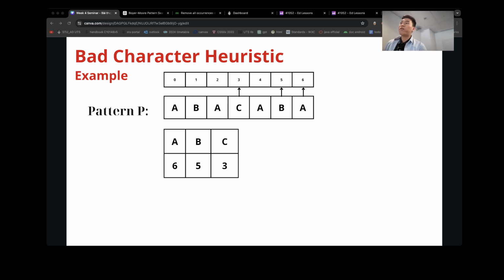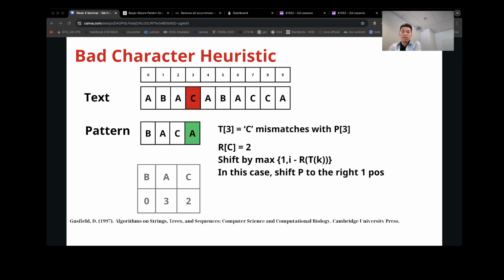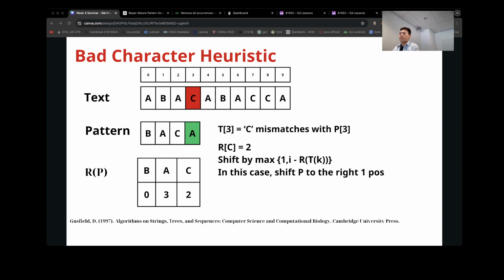As the previous slide says, only A, B, and C appear in the pattern, so R for D to Z would be 0. If we look at the pattern and the text here, the key idea is to compare the rightmost occurrence of a character in the pattern with the characters encountered in the text. C and A here don't match each other.